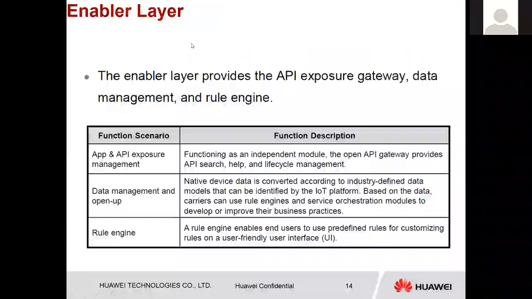And this is the enablement layer. As I told you, it can support app and API project management to provide open APIs to connect all the applications. Next is data management. This helps us put all the different types of data into the same standard and the same format, so it can be understood by this platform. And this is the rule engine. The rule engine turns an event into an action.